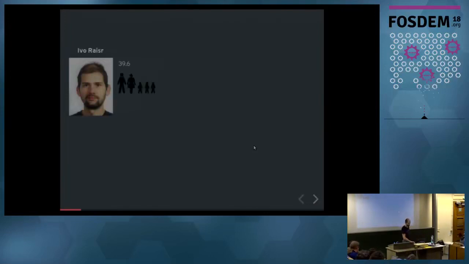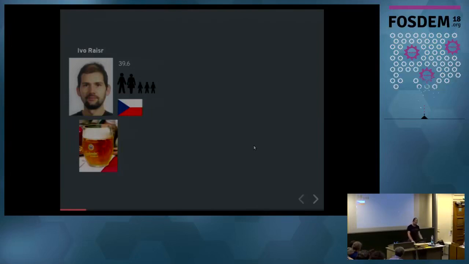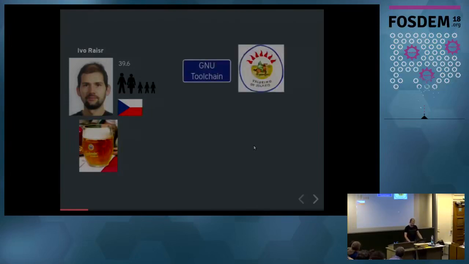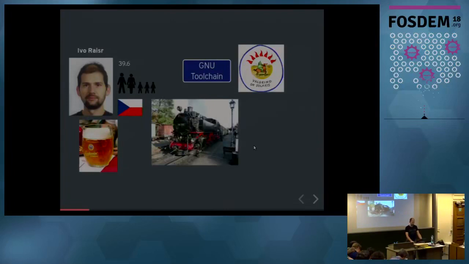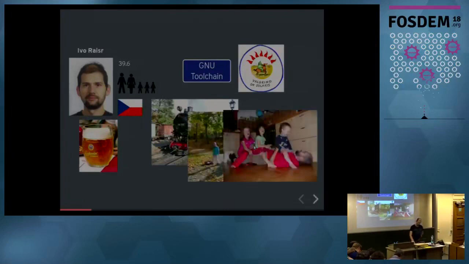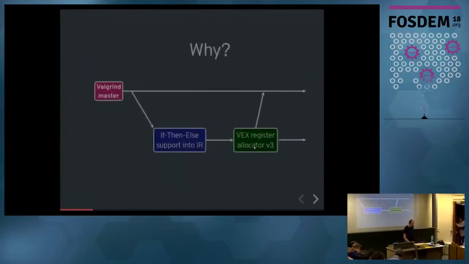I'm almost 30 years old. I've got some family. I'm from the Czech Republic, which is renowned for drinking beer. I'm an exception. I don't drink any. I drink wine as well, but there are many Czechs who drink a lot of beer. I like new toolchain hacking. I contributed to many parts of Valgrind, and my hobbies are steam engines, hiking, and playing with my kids.